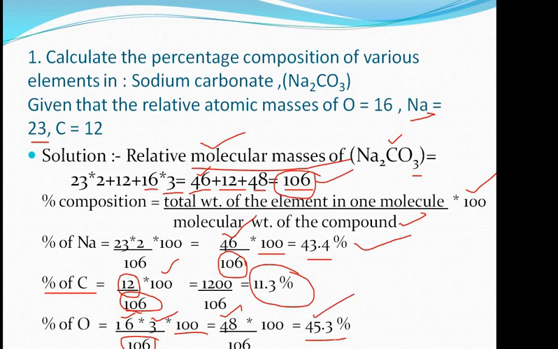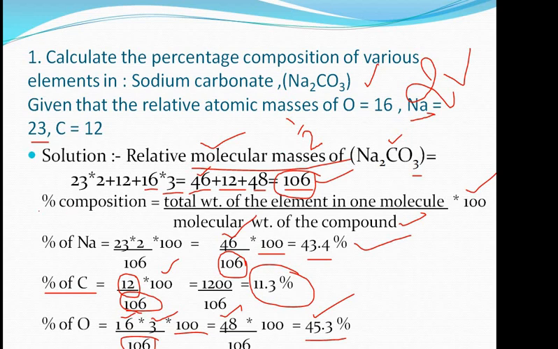So the answer is 45.3%. Now suppose this numerical comes for only 2 marks, then see what the possibilities will be for deduction of your marks in this numerical. The very first thing, you need to calculate the relative molecular mass. This relative molecular mass will be of half marks. How many marks will it be? Half. So half is for this.